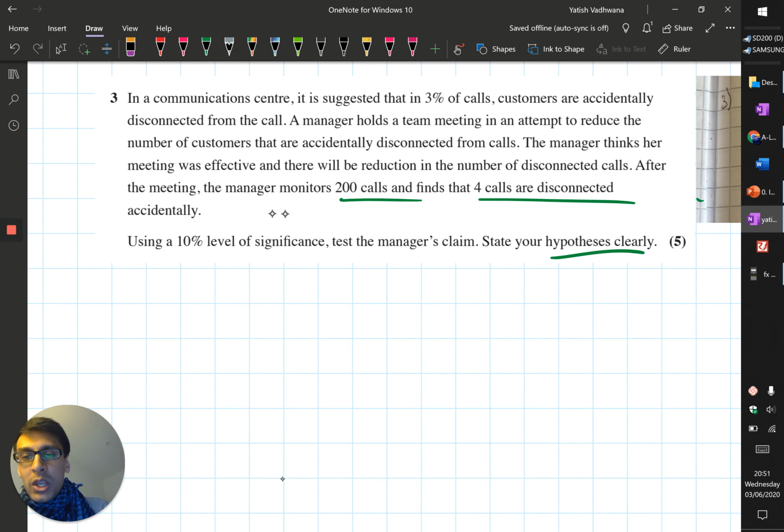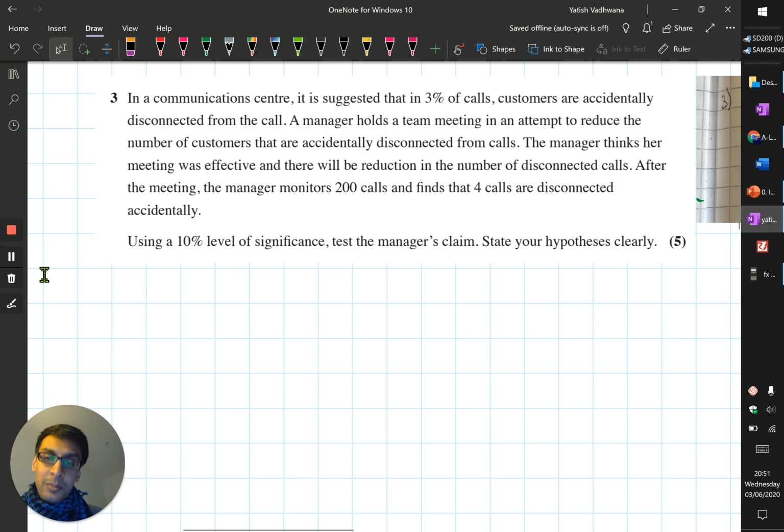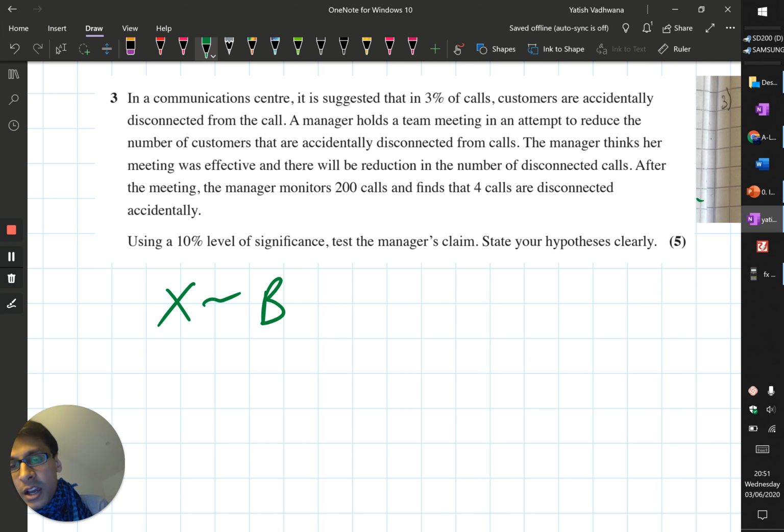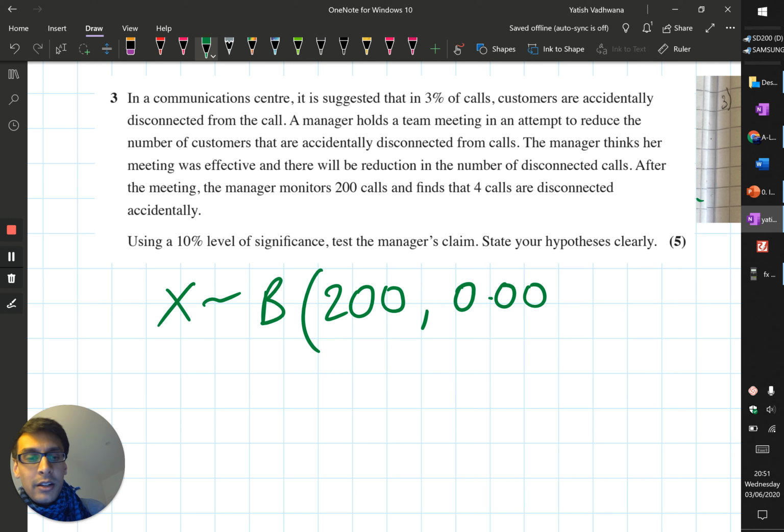So we know that we're looking at calls being cut off or not being cut off. We can let X be the number of calls that are disconnected from 200 calls. And then from that, we can say, well, X is a binomial distribution. There are 200 events, and the probability of being disconnected is 3%, or in other words, 0.03. So far, looking quite okay.